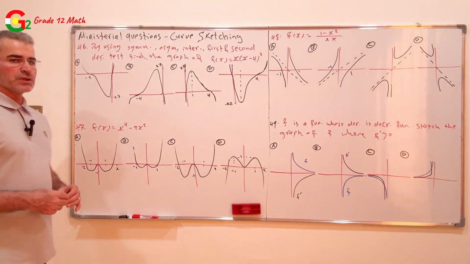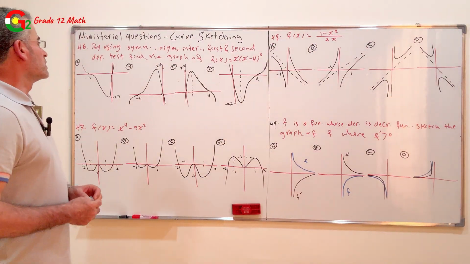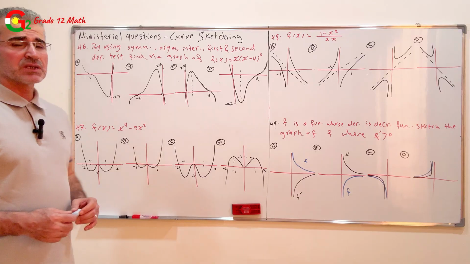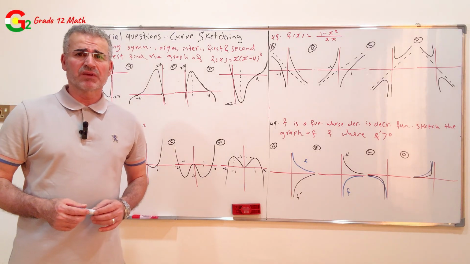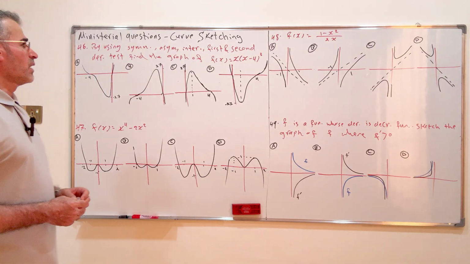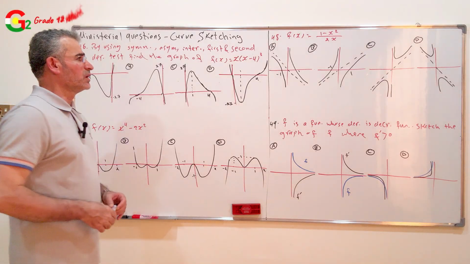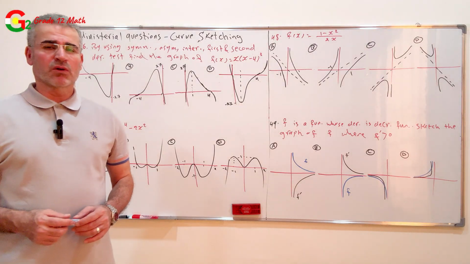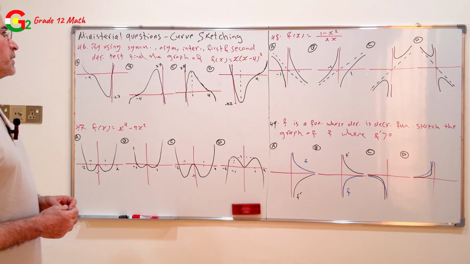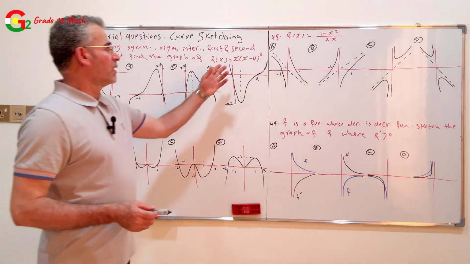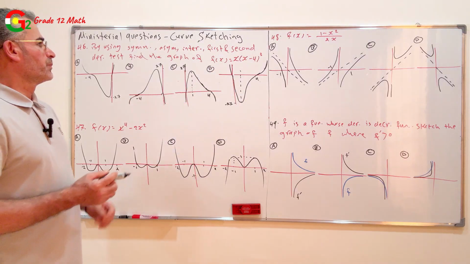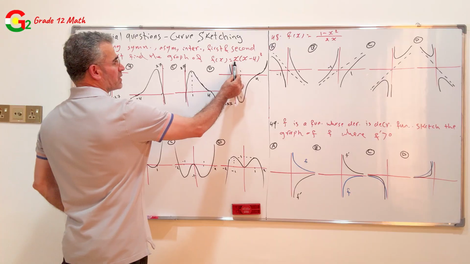Question number 46. Also by using symmetry, asymptotes, intercepts, and the first and second derivative tests, find the graph of the function f of x equals x times (x minus 4) all power 3. As you see, the function is neither even nor odd. We have two x-intercepts.